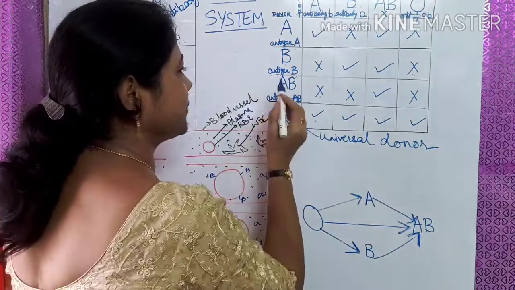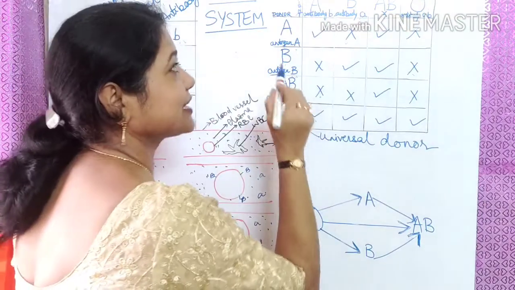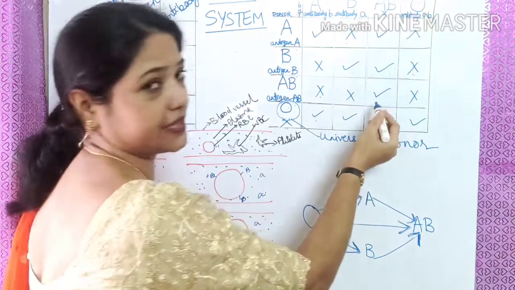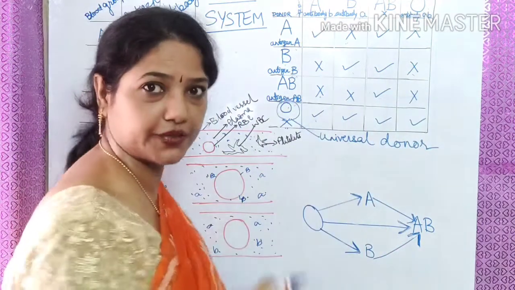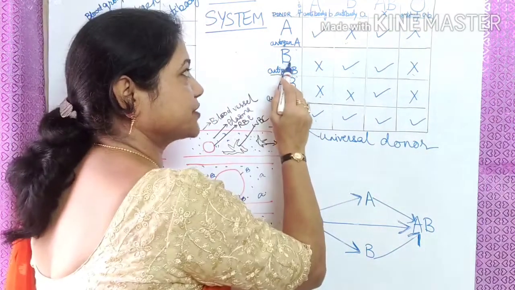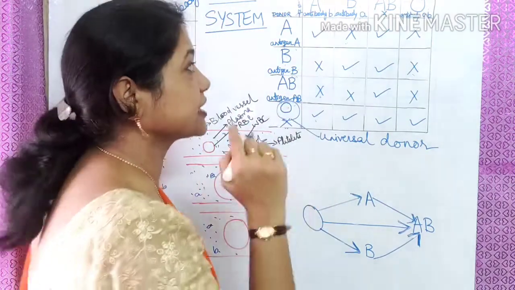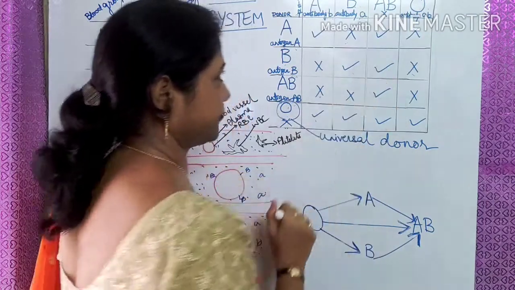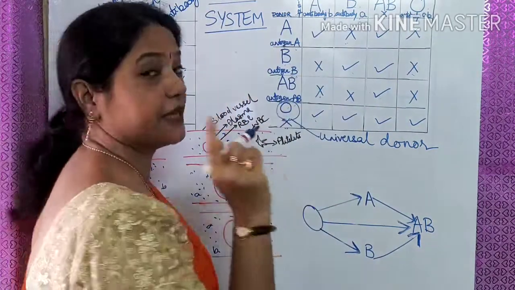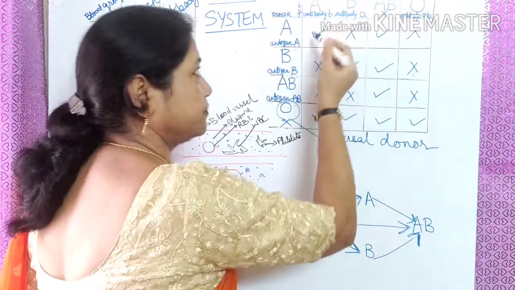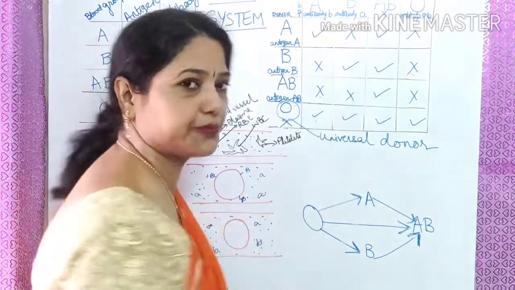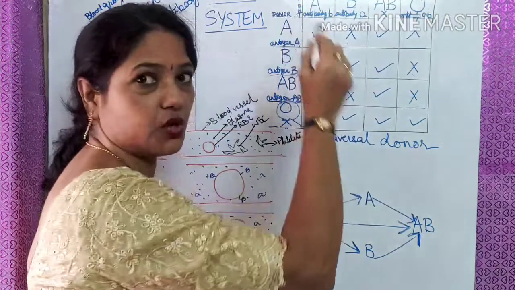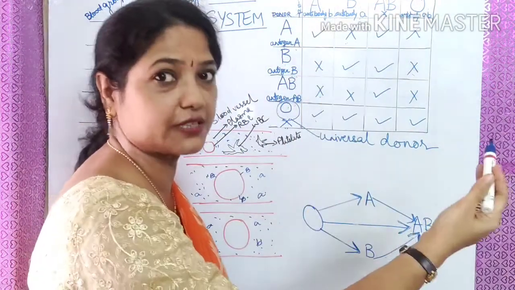Let us see blood group AB. Blood group AB can give blood only to its own blood group AB and to no other blood group people. Let us see blood group B. Blood group B can give blood to blood group B and blood group AB. Let us see blood group A. Blood group A can give blood to its own blood group A and to blood group AB. Now, let us see the recipient. Who are receiving the blood?